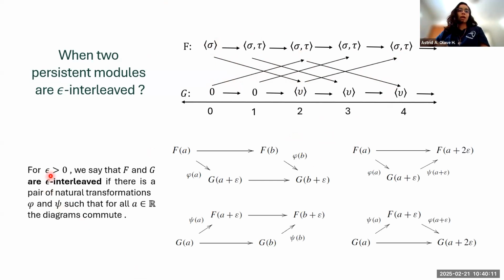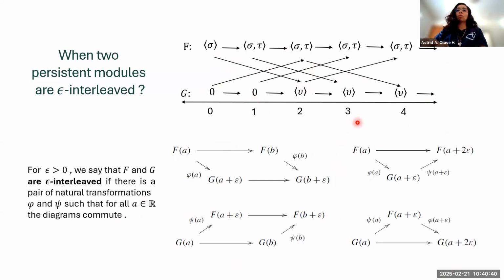So the idea is for any epsilon, we say that f and g are epsilon-interleaved if there is a pair of natural transformations, phi and psi, such that for all a that belong to the real line, the diagrams commute. So these two being natural transformations means these parallelograms commute. So going down and right is the same as right and down. And this is the triangle that I was talking about before. Like going up and down is the same as going from left to right.